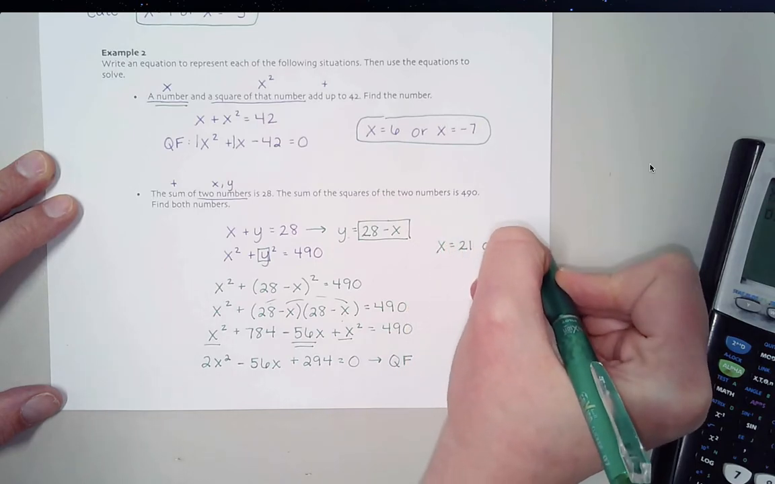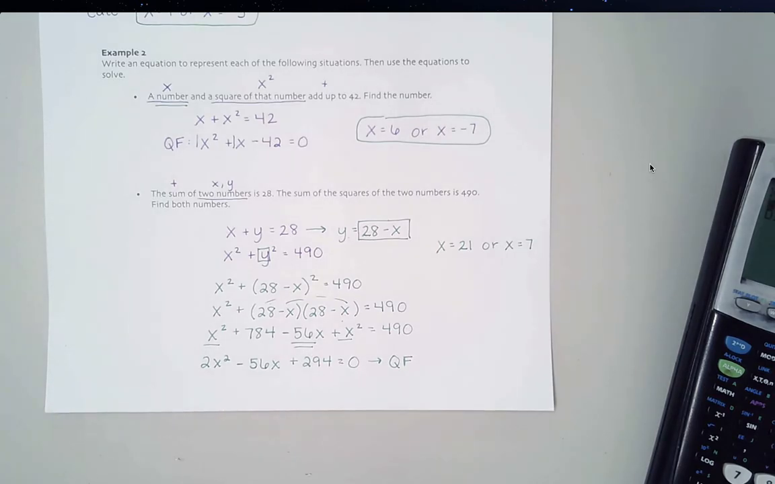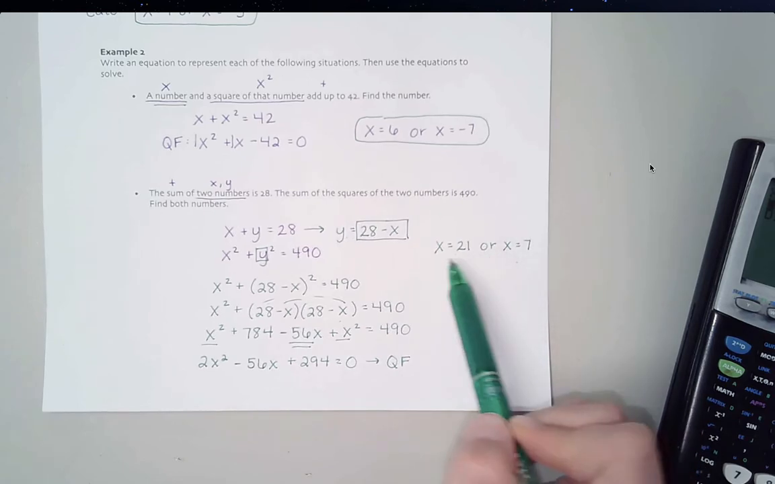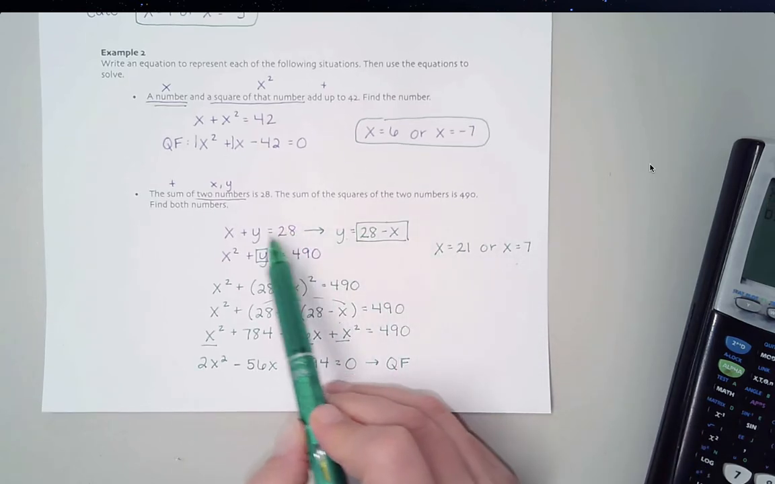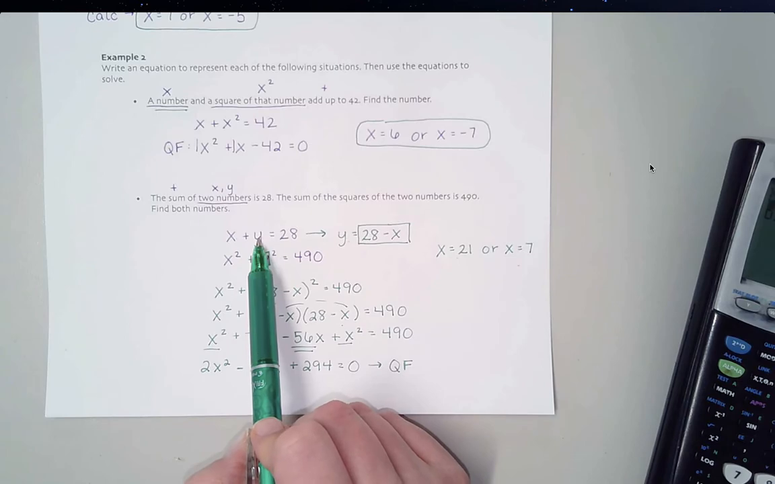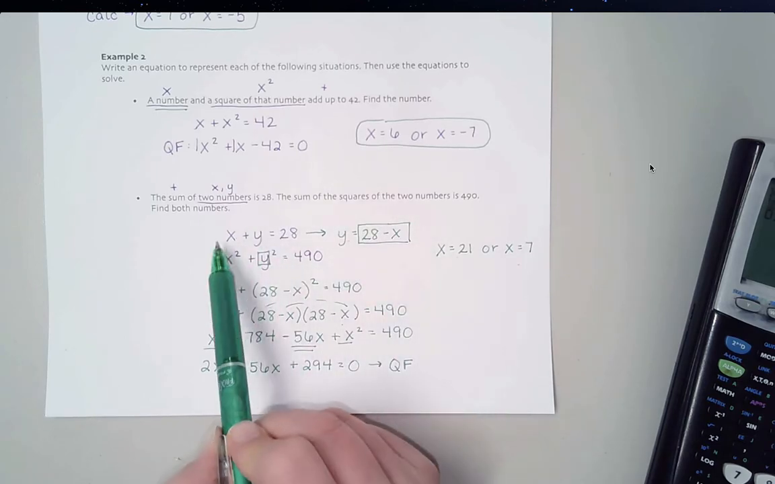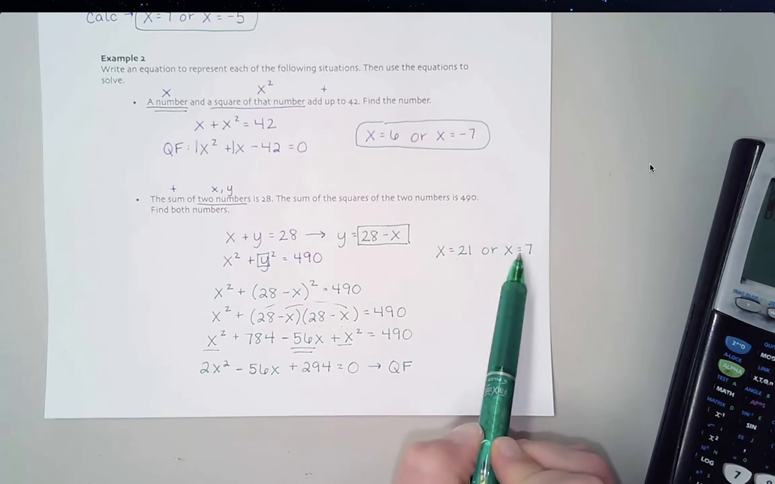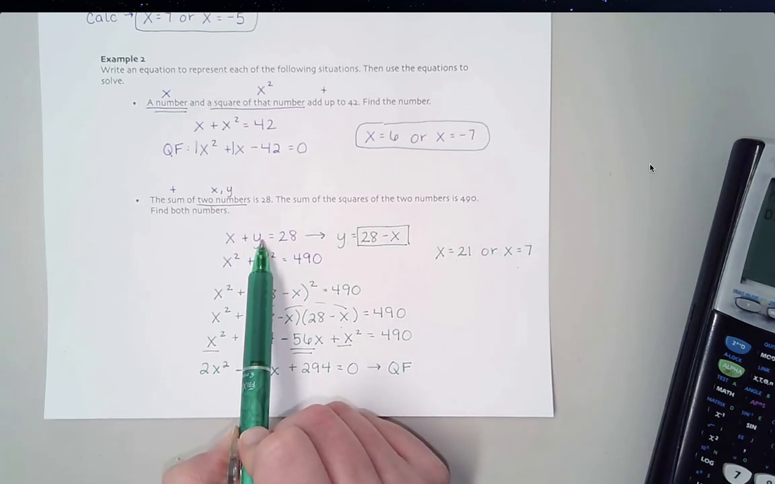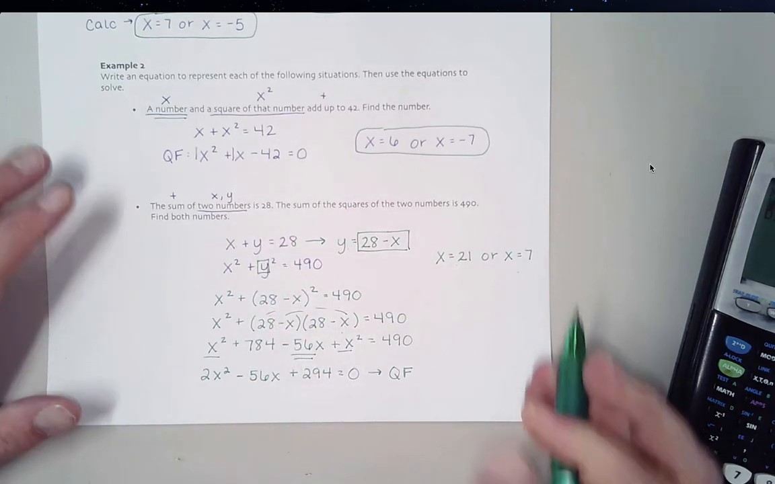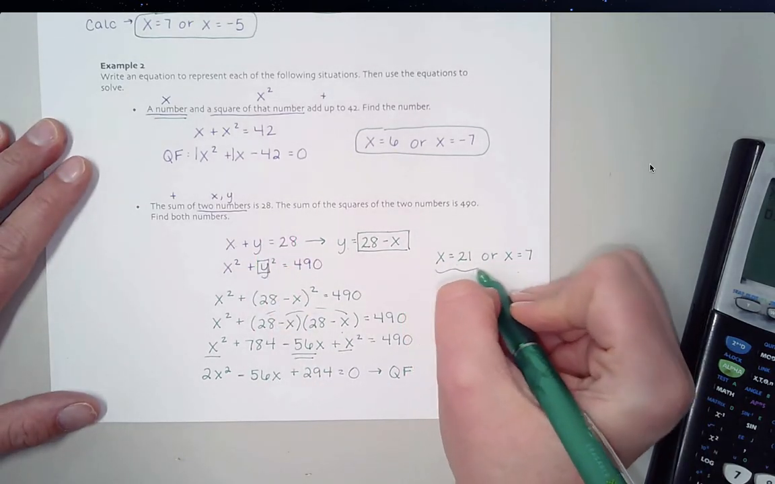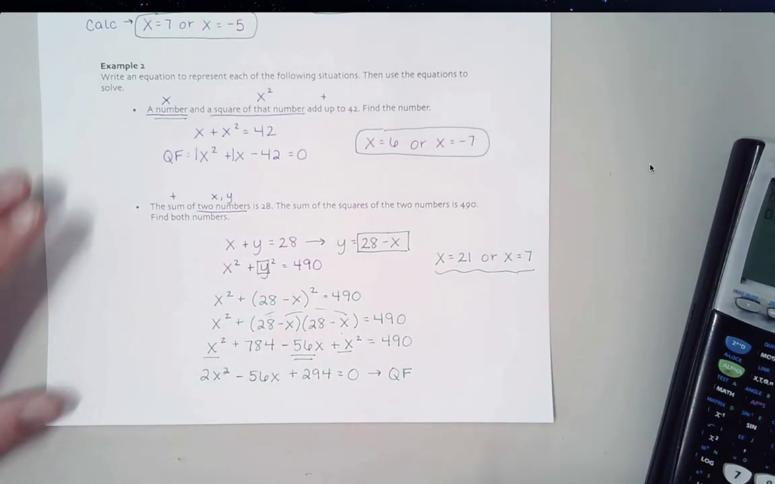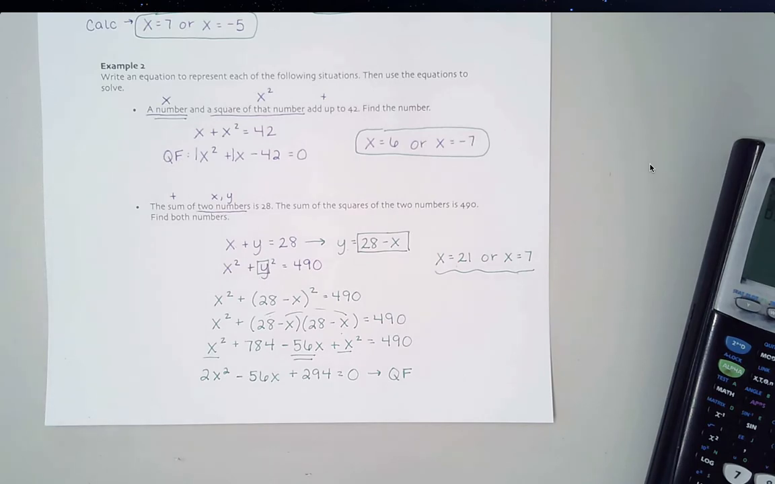Okay, so here's the thing that's kind of unique about this problem. I came out with two different answers here. Technically, at this point, what I should have to do is plug this back in for x and find y, right? But if I plug in 21 for x, I'm going to find 7 as my y value. And if I plug 7 in for x, I'm going to find 21 as my y value. So really what I did right here is I just found the two numbers because there wasn't anything specifying which number was which. Okay, so my two numbers are just 21 and 7.